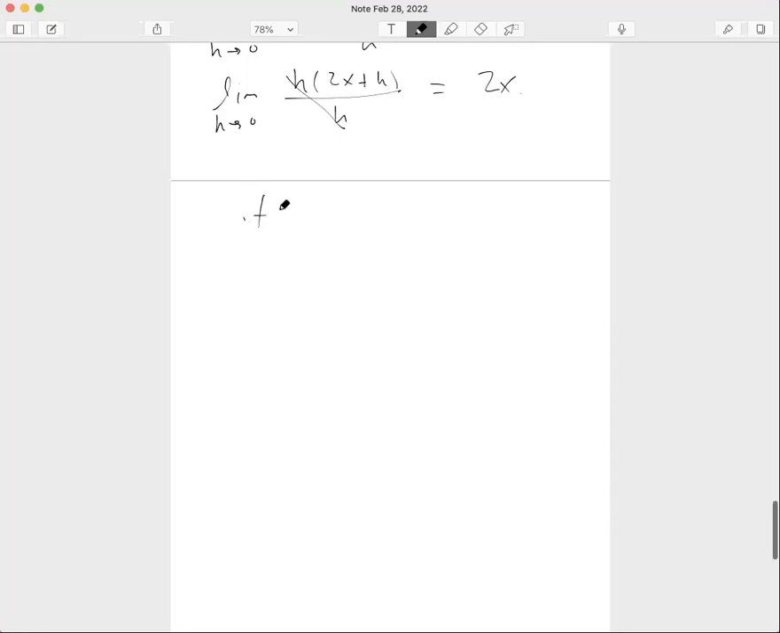So my original function was x squared, and I found out that the derivative was 2x. This means that now I can calculate the derivative at any point I want. So what is the slope of the tangent line at x equals 7? What would you tell me?